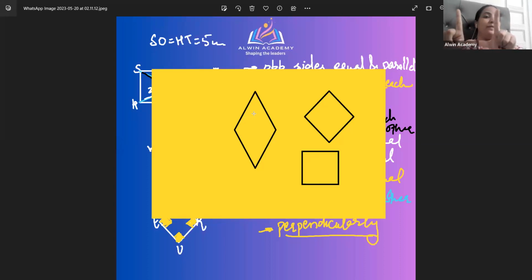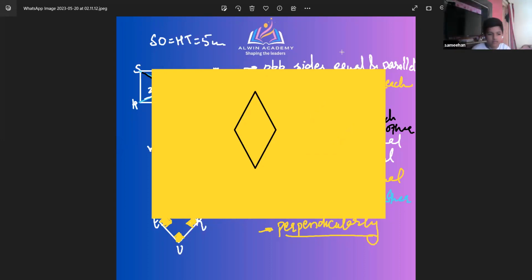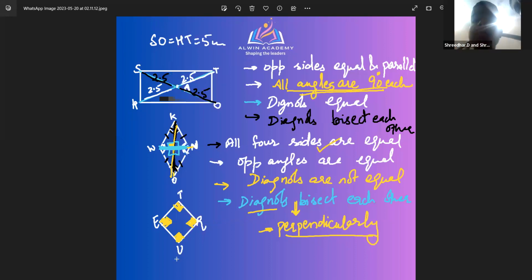And when it's a square, when the lines are standing straight, diagonals will always be equal. Got it, bache, or not? Yes, ma'am. Is this clear to everyone or not? Yes, ma'am. So write one property of a square: that diagonals are equal.